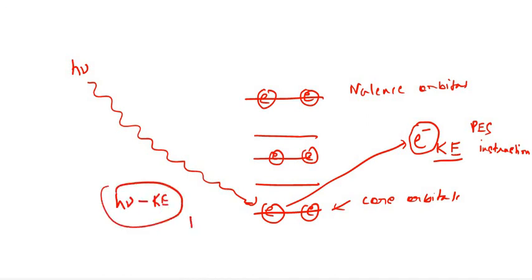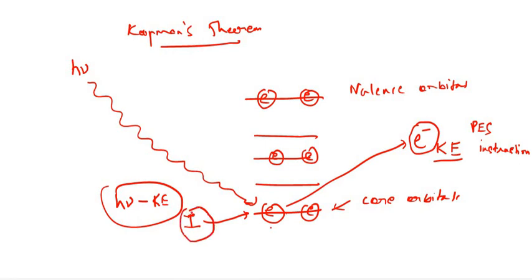We are able to determine the ionization energy of this electron, and it is Koopman's theorem. According to Koopman's theorem, this ionization energy is the energy of this orbital. Koopman's theorem is very simple. It tells us that the energy required to remove an electron from its orbital is the energy of the orbital. So if we are able to know the ionization energy of the electron, we are able to know the energy of the orbital.